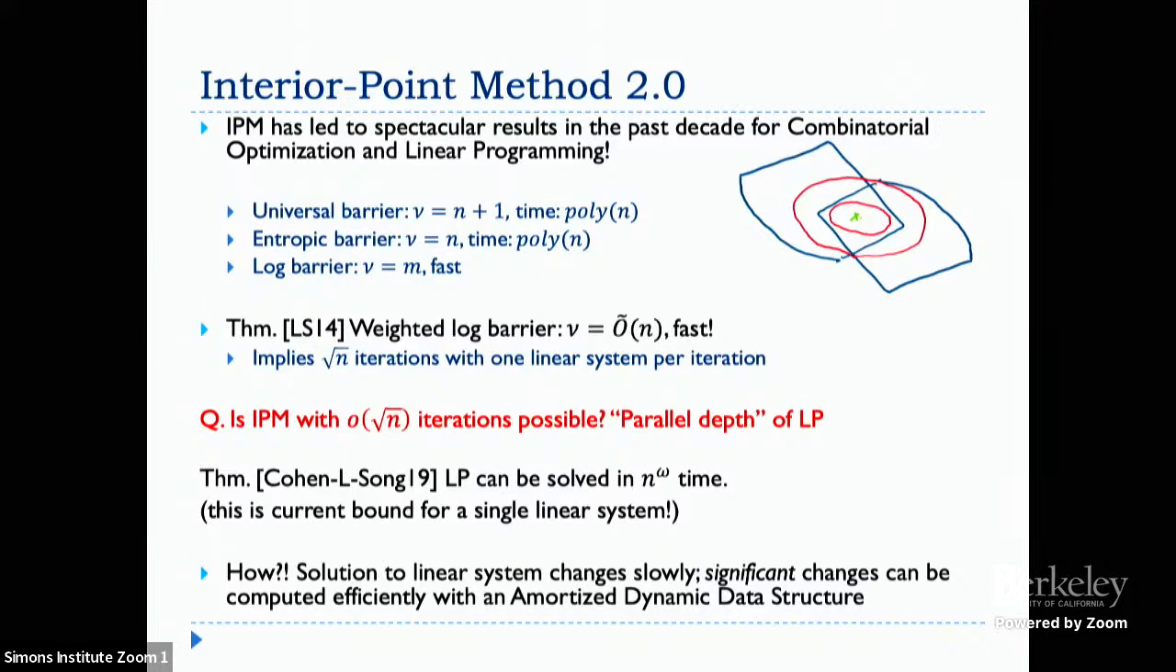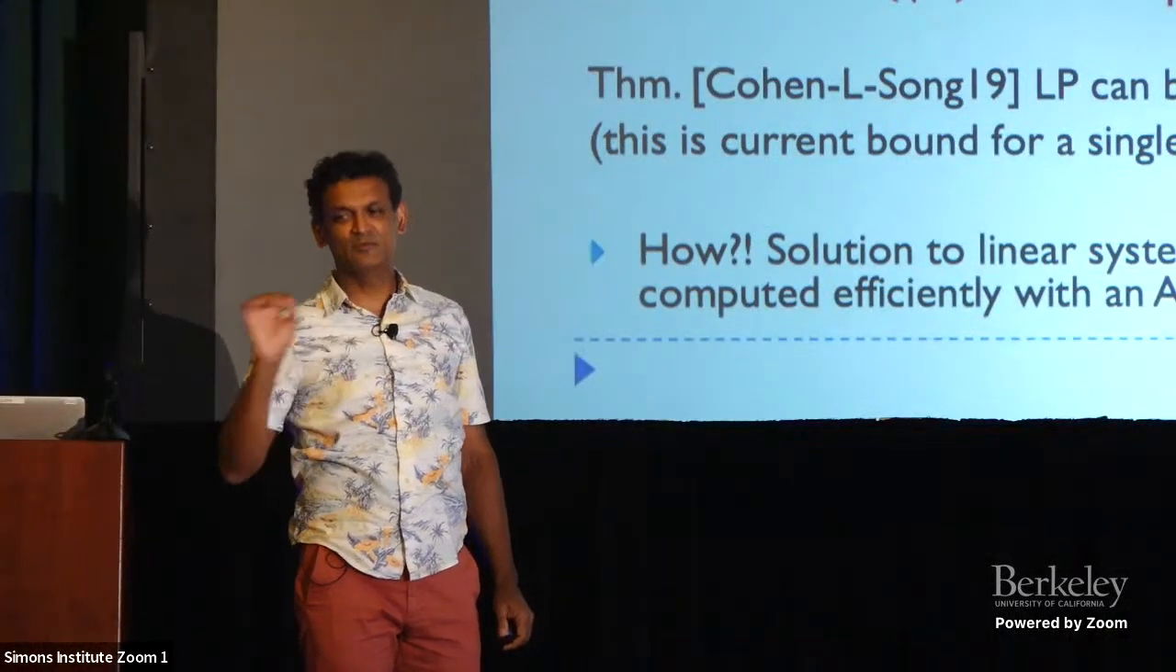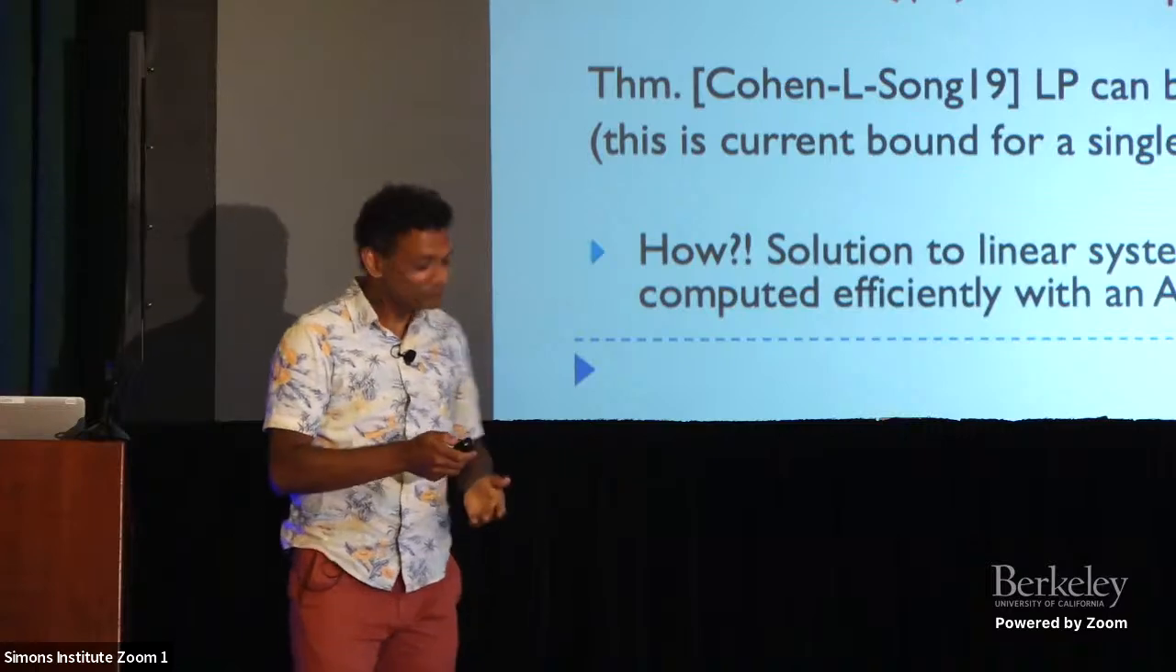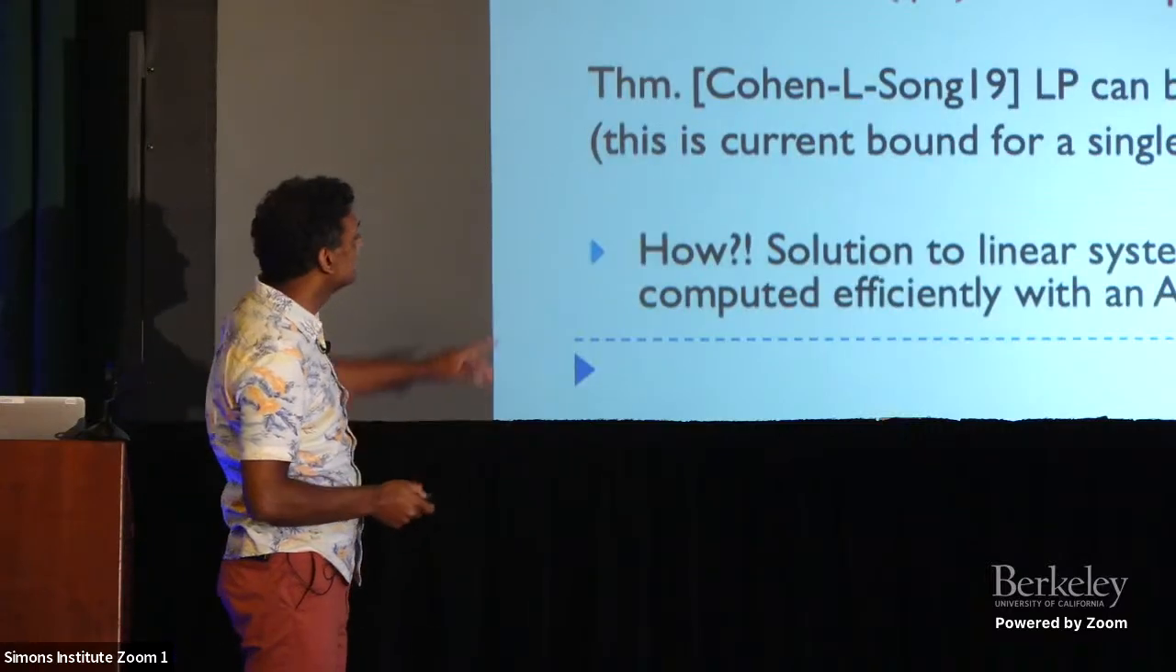Till last year, I didn't know the difference between almost and nearly. How many people know the difference between almost and nearly? Okay, so let me explain to the rest of you. Almost means n to the 1 plus little o 1. Nearly means n times polylog. Okay. It's a huge distinction in the world of fast algorithms.